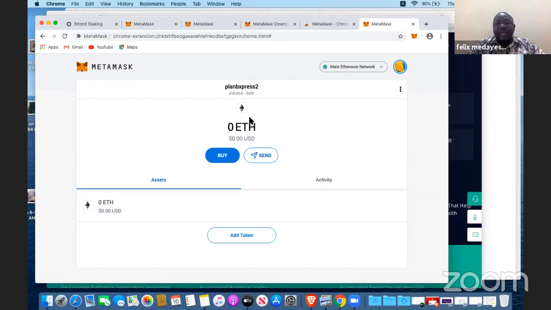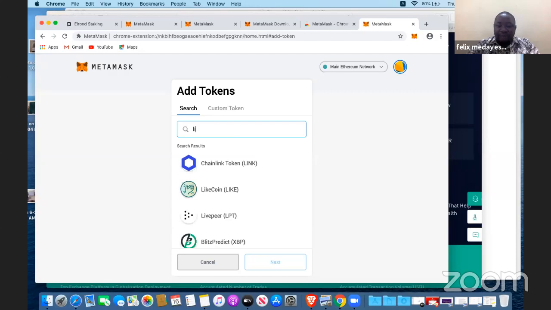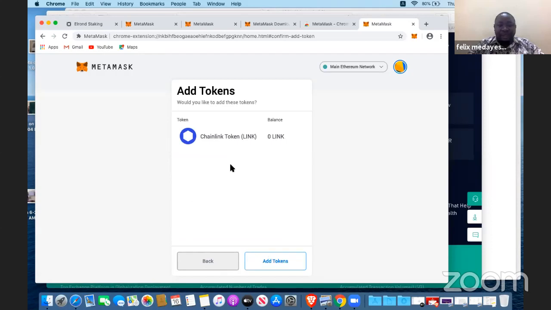Now, does that mean it's only Ethereum that can be kept there? No, look at where it says add token. Just click on add token. You can search the name of the coin. Let's say I want to add Chainlink. Just type link. You can see the coin. So add, next. Okay, now add token.